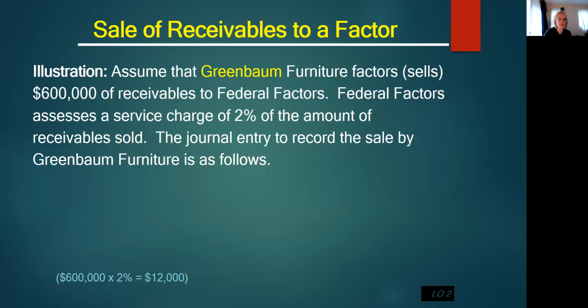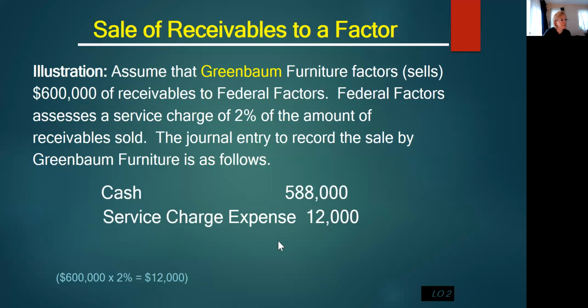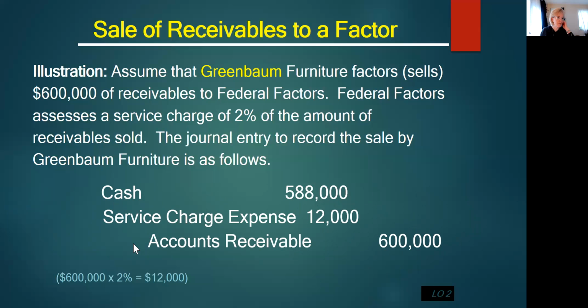Julie, correct. Right. Okay. So we're going to empty out accounts receivable. Okay. We're going to collect, Greenbaum's going to collect $588,000 from Federal Factors. And they're going to recognize this cost to the company of $12,000.